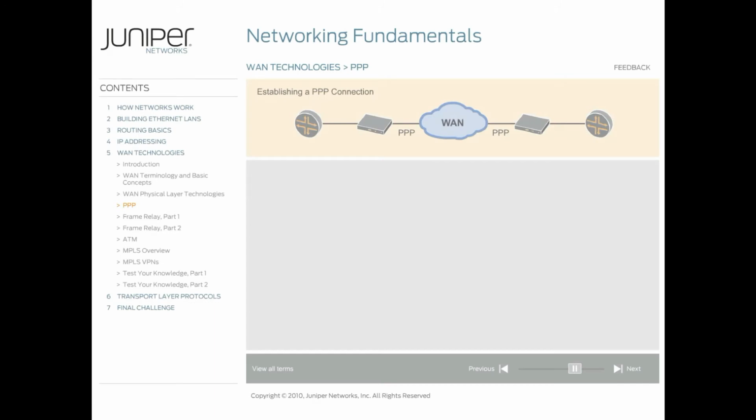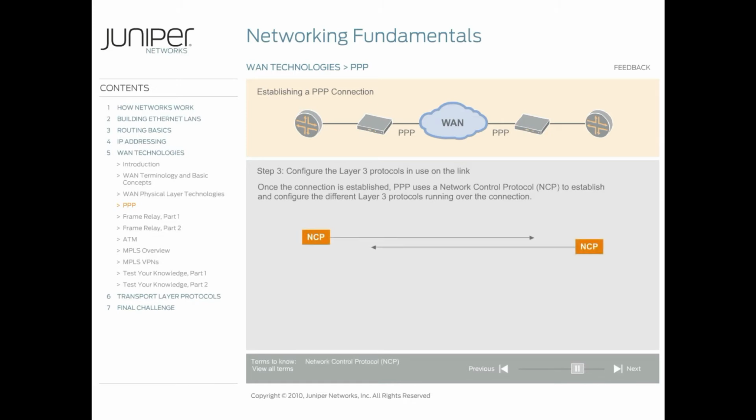Now that the first two steps are complete, we move on to the last step in the process, configuring the Layer 3 protocols in use on the link. PPP was designed to work with numerous Layer 3 protocols, such as IP, IPX, and AppleTalk. Once the connection is established, PPP uses a Network Control Protocol, or NCP, specific to each Layer 3 protocol to establish and configure the different Layer 3 protocols running over the connection.